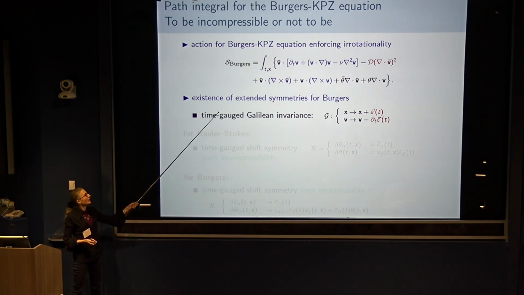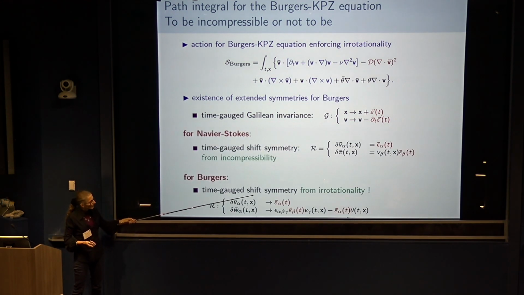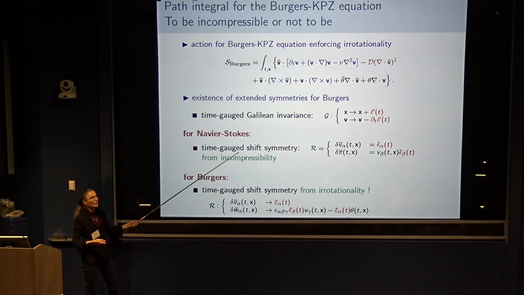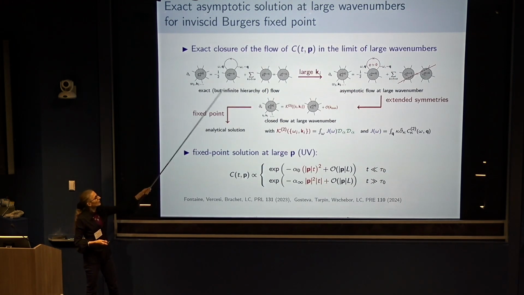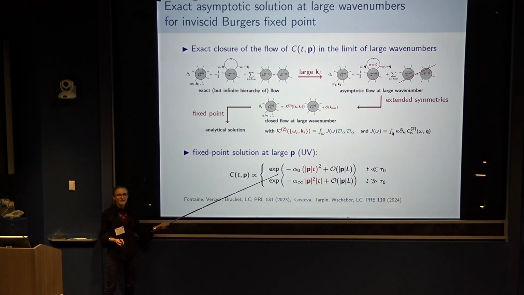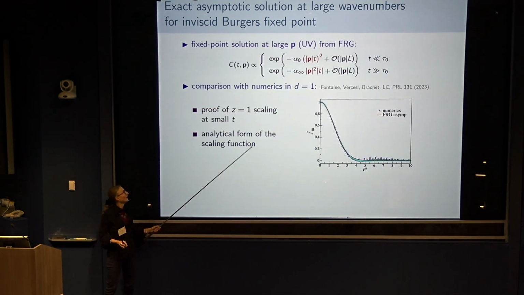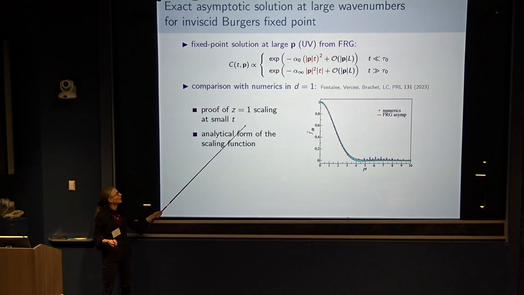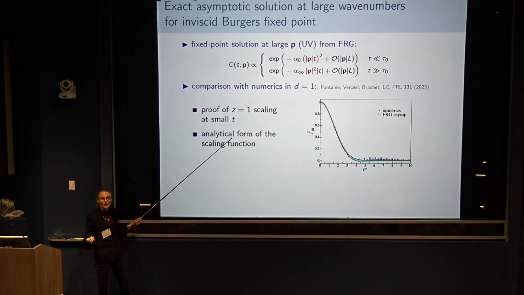Because in this case, if you look at the symmetries of this equation, you have time gauge invariance, and it turns out that you also have a shift symmetry, which comes from irrotationality. These are details I won't explain more. And in fact, you can redo the exact same calculation, and you can close exactly the equation. And not surprisingly, you obtain a similar result. So at small time, again, this proves that Z equal 1. And this calculation, in fact, is valid in any dimension. It gives you the form of the analytical scaling function.